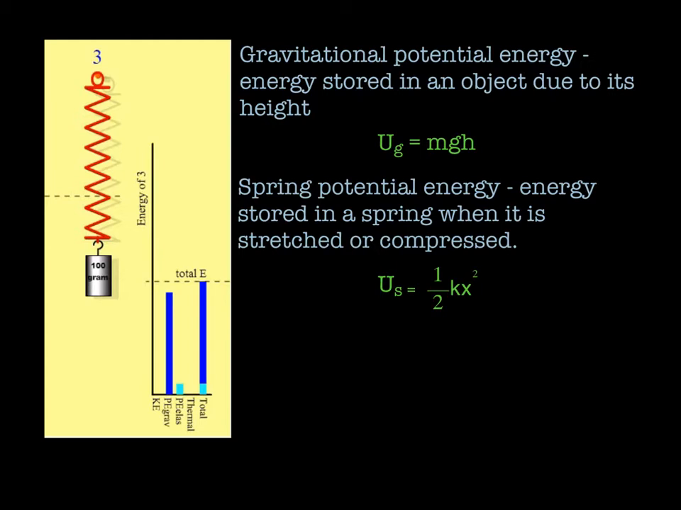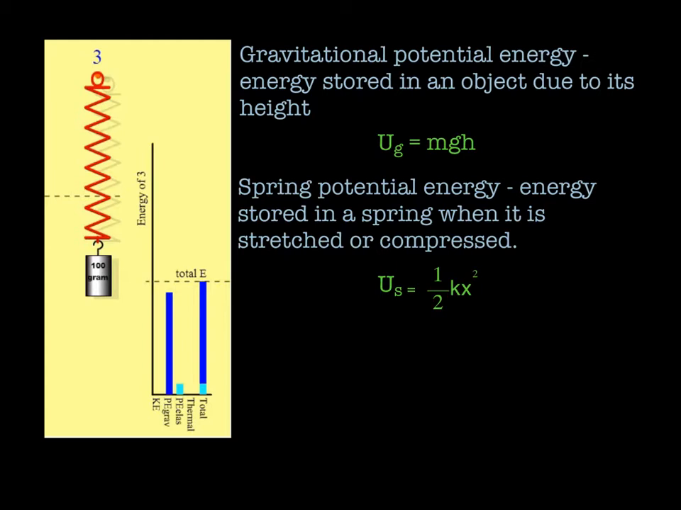This looks very similar to the kinetic energy equation of 1/2 m v squared, but this is 1/2 k x squared, where k is the spring constant of the spring, and x is the distance it is either stretched or compressed from its equilibrium point. It's important that you recognize that that is from its equilibrium point. That means when there is no mass attached or hanging on it, no force being applied.